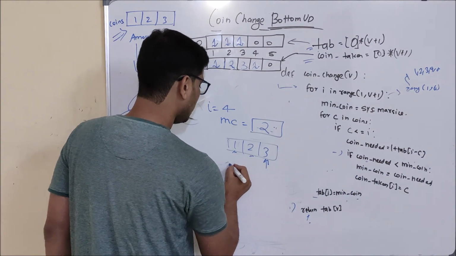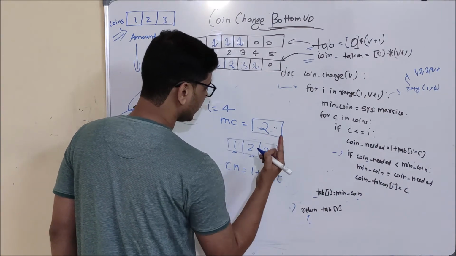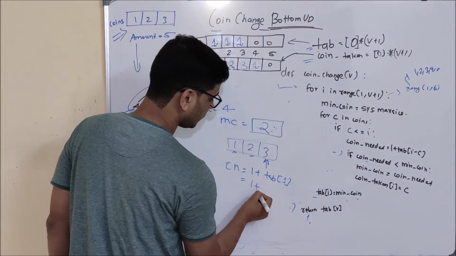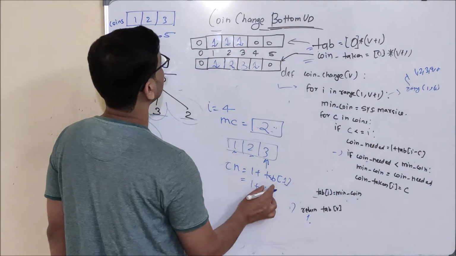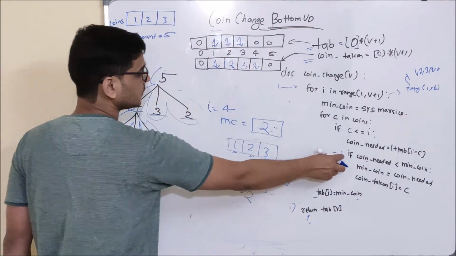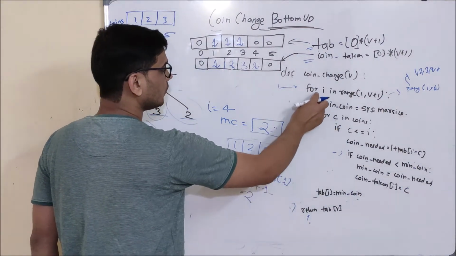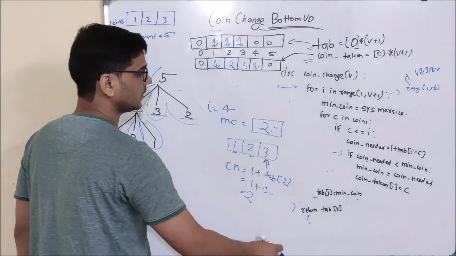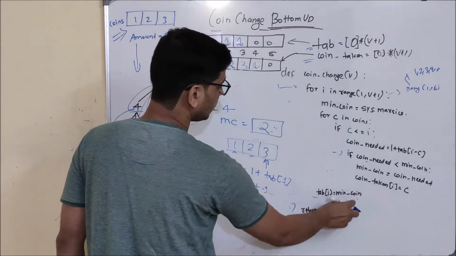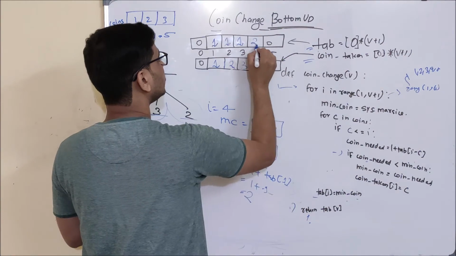So coin needed will be equal to 1 plus tab of I minus c. I is 4, c is 3. So it will be 1 plus tab of 1, and what is tab of 1? Tab of 1 is 1. So it will be 2. And again this if check will be done and it will be false. So these two lines will not execute. So for I equal to 4, this line has executed, this for loop will be finished, and control will come here and tab of I will be updated to min coin. That is, it will be updated with 2.